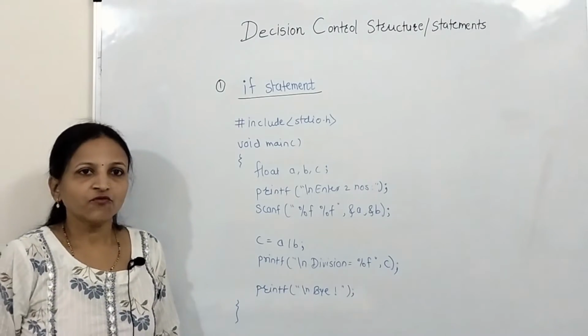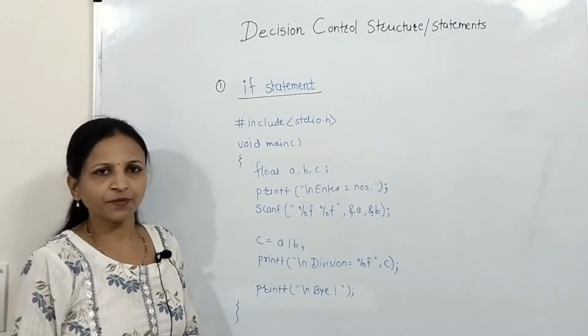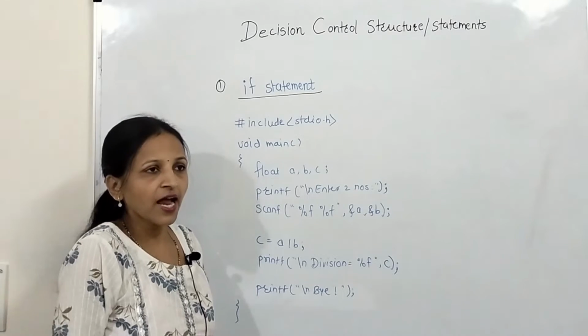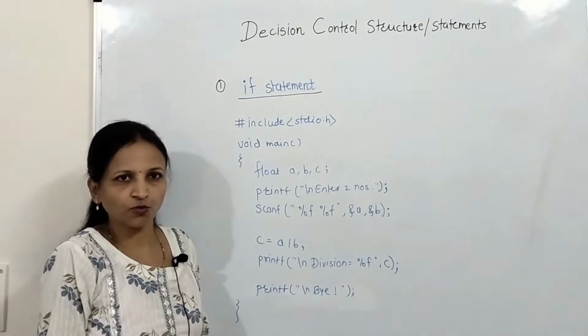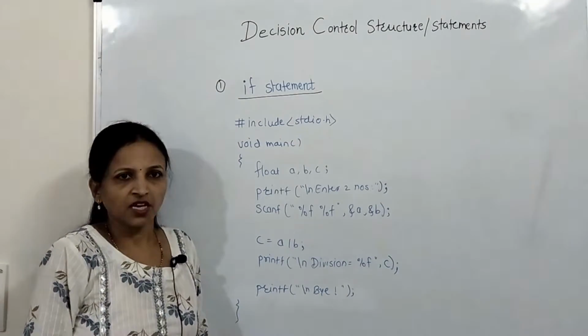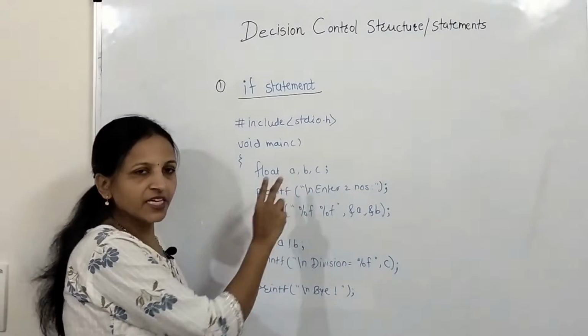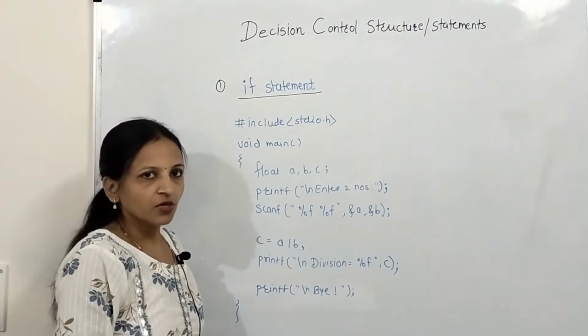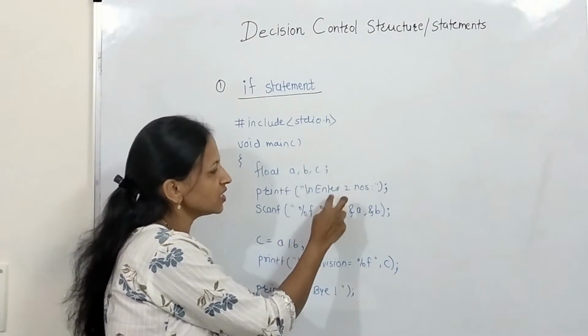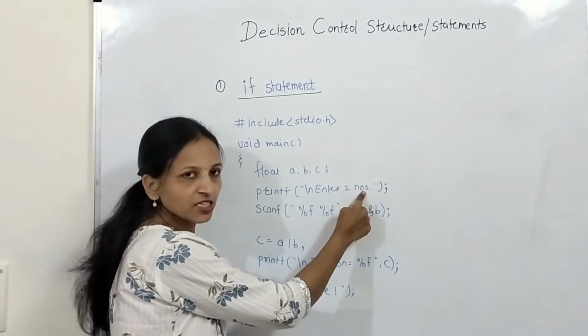Now suppose I want to write a program for dividing two numbers. I will accept two numbers from the user first, then calculate the division of those two numbers, and then display the result. How can we write that program? Simple, we will declare three variables of type float: A, B and C. We will accept two numbers from the user. Here we will give a message to the user like "enter two numbers".